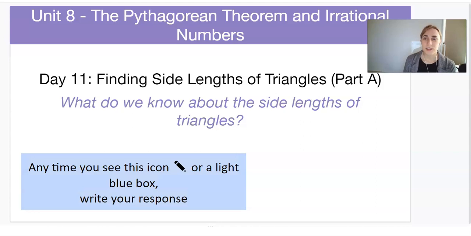Today we are continuing Unit 8 on the Pythagorean theorem and irrational numbers, and our topic is finding the side lengths of triangles, Part A. And the big question we're going to answer at the end of this lesson is, what do we know about the side lengths of triangles?